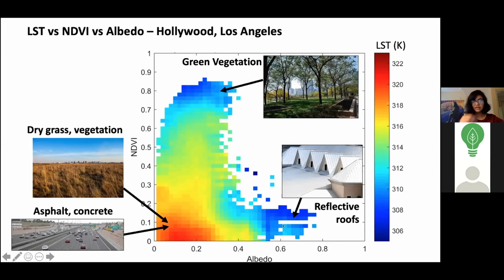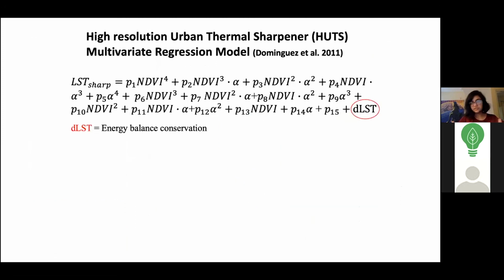So this is a very handy plot that will help us remember that NDVI and albedo together help you predict what the temperature might be. So the algorithm that we're going to use uses these 2 inputs, and we try to predict what the LST might be. And here is the equation. So it's a multivariate regression model. And we have the coefficients that we found out by fitting it, and we have provided them in the R and MATLAB code. So this is the model that we'll be using.